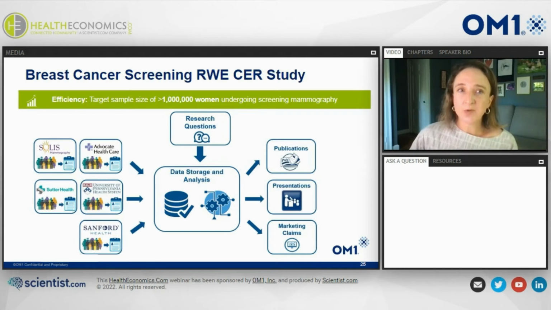So that brings us to the study design here. This study draws from a mix of 5 different sites, a mixture of academic and community sites with the goal of recruiting over 1 million women and many, many more mammograms. We at OM1 are collecting and processing the data and conducting the analyses for what comprises a really broad and ambitious research program, including both regulatory grade and research grade CER for FDA submission.